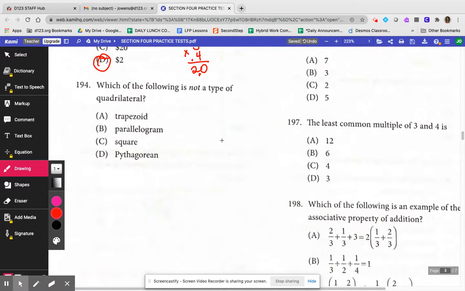194, which is not a type of quadrilateral. So quadrilateral, quad meaning four-sided figure. Trapezoid is a four-sided figure. Parallelogram, also a four-sided figure. I can sketch these, but they're not going to be great drawings. This is maybe what a trapezoid might look like. Parallelogram, opposite sides are parallel. A square, hopefully you can visualize to be a four-sided figure with equal sides. Pythagorean is a theorem used in geometry, and it applies to right triangles and right triangles only. So this would not be a type of quadrilateral.